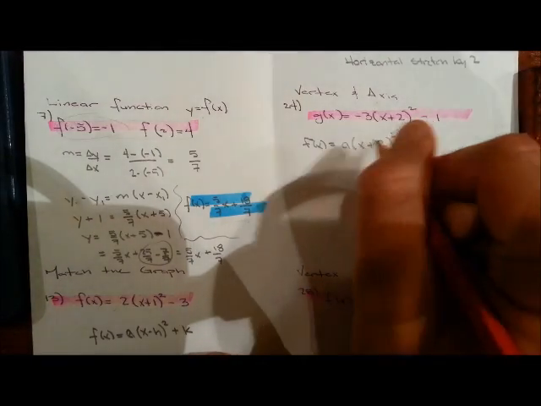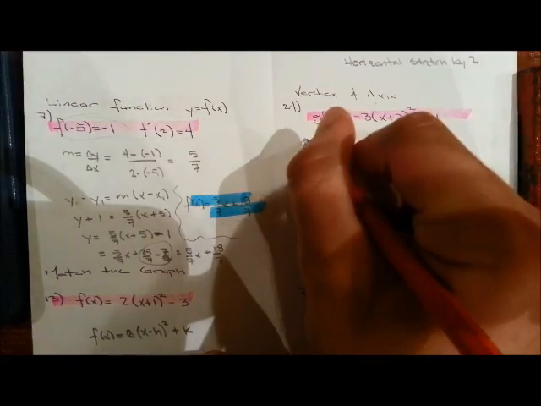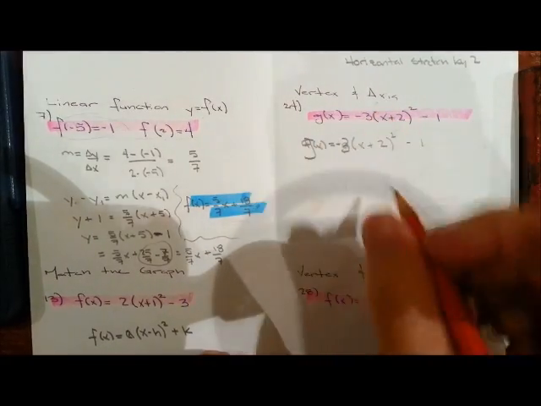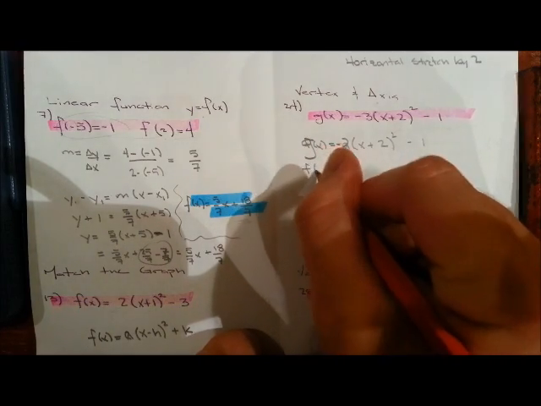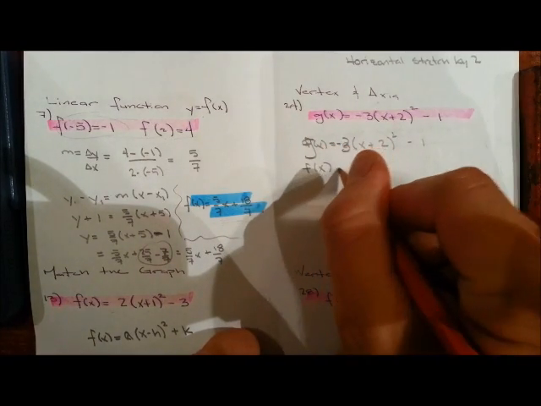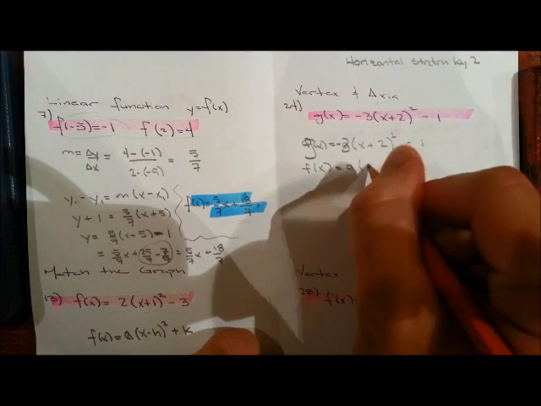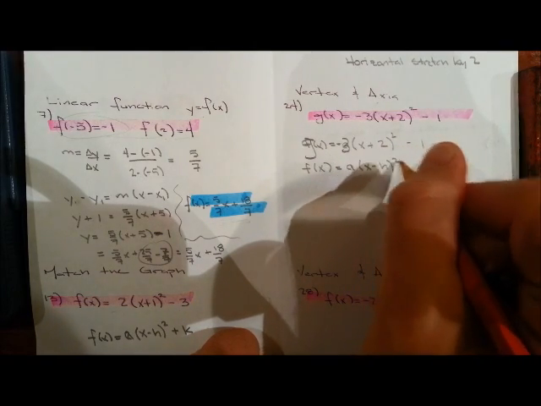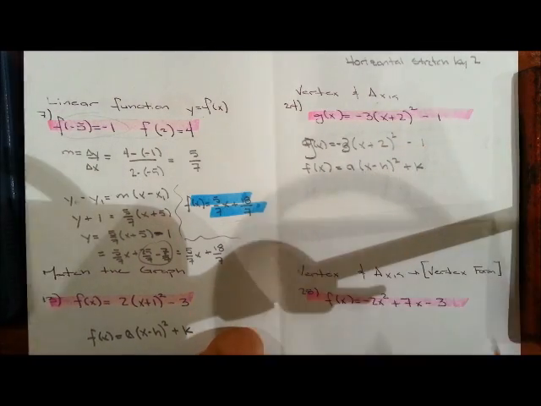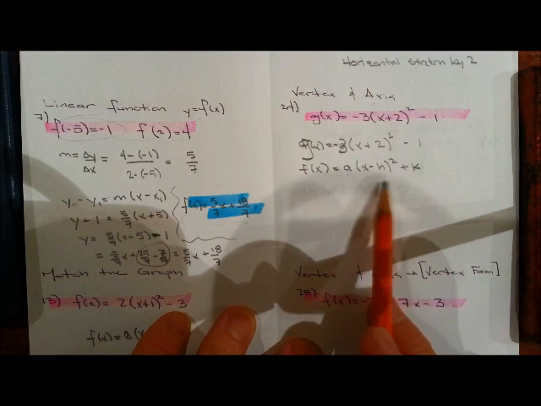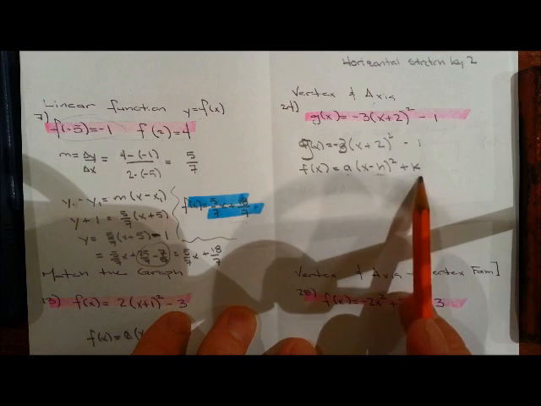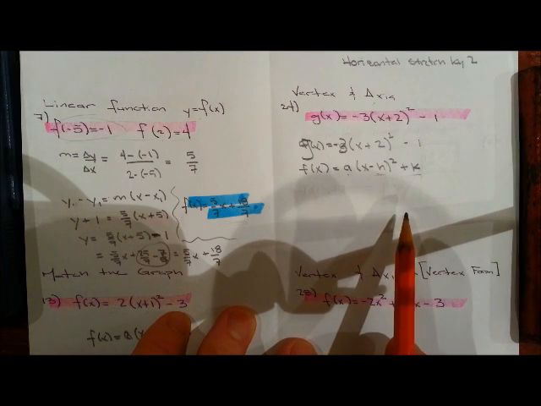So let's do this. I have g of x is equal to -3 times x plus 2 squared minus 1. The actual form that I'm looking for, vertex form, is a(x minus h) squared plus k. So a is determining my stretching and compression. h is determining a shift left or right. k is determining a shift up and down.